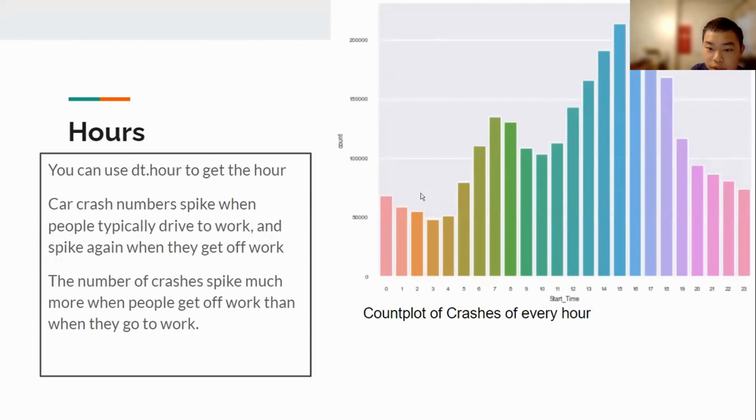Next, I plotted the hours, and you can see this is from 0 to 23, and this essentially is from 0 to 12 is AM, and then 13 to 21 is PM. And again, you can see that normally when people drive to work around that time, there's a lot of crashes. And then when people get off work, there are a lot more crashes. And again, you can use to_datetime to get the hour.